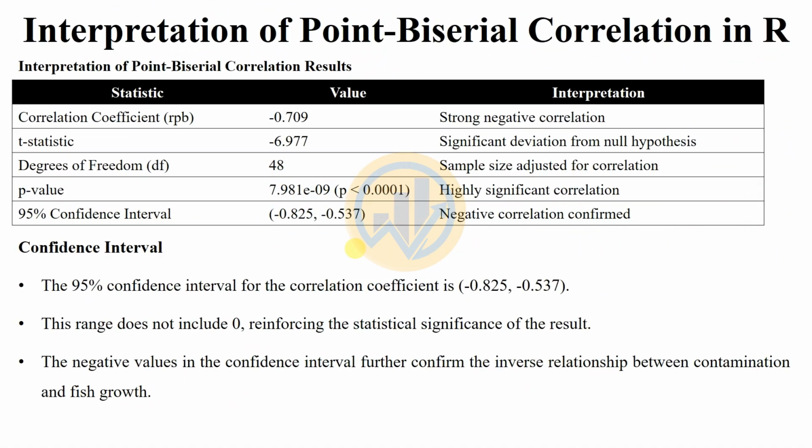The confidence interval. The 95% confidence interval for the correlation coefficient is minus 0.825 to minus 0.537. This range does not include 0, reinforcing the statistical significance of the result. The negative values in the confidence interval further confirm the inverse relationship between contamination and fish growth.